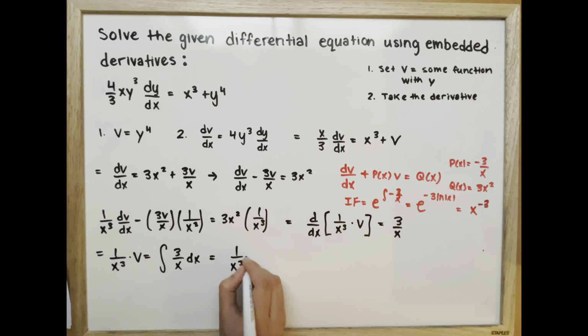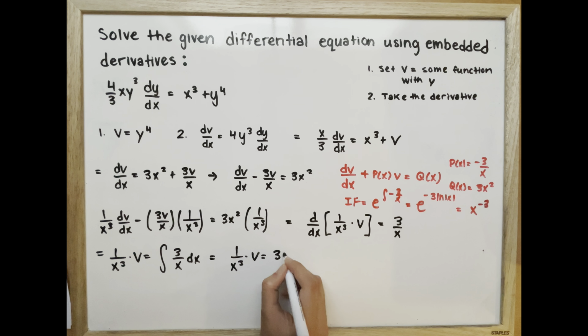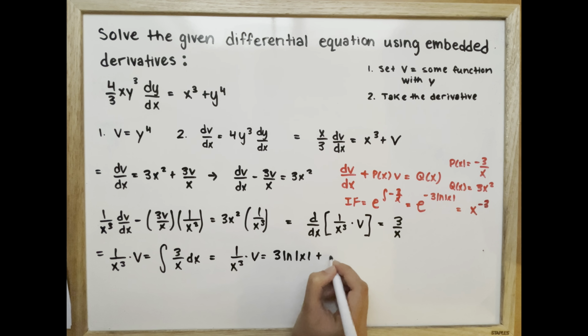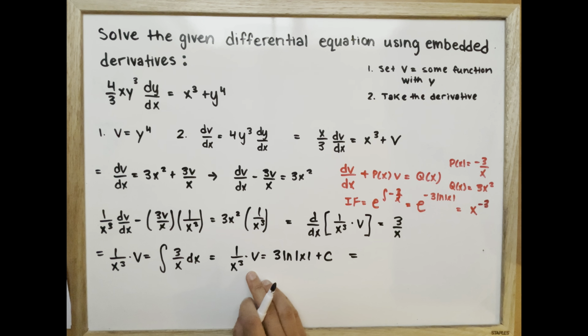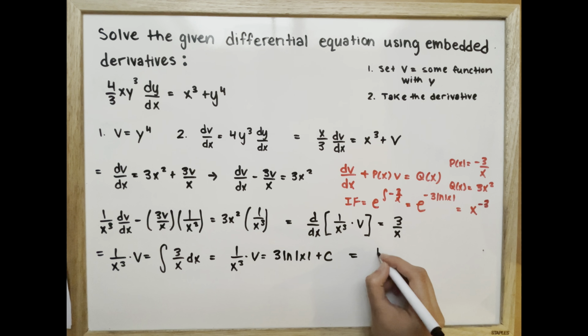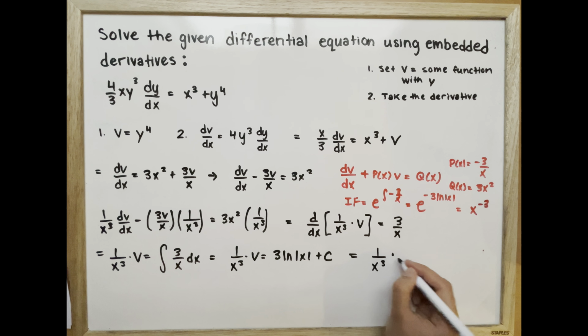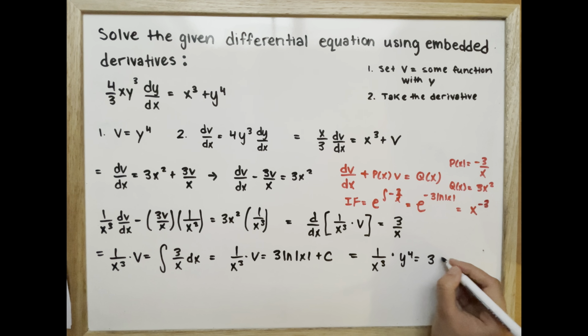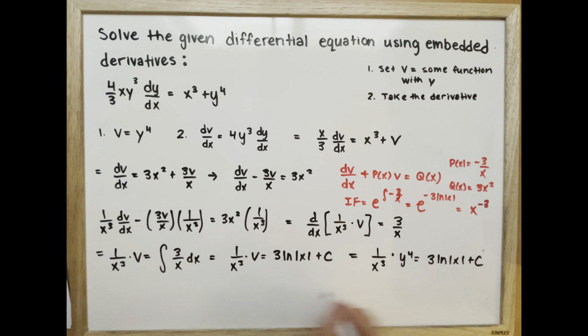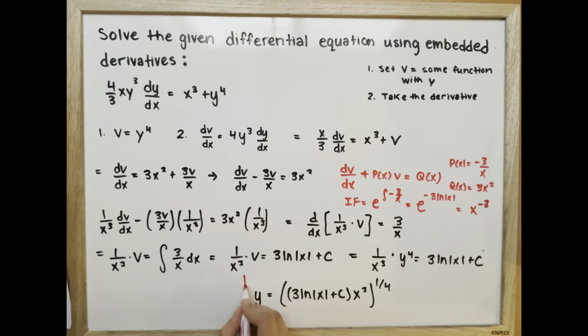And now we can solve the integral. So this is just going to be 3 ln absolute value x plus c. And for our v, we can substitute it back as y to the power of 4. So 1 over x cubed times y to the power of 4 is equal to 3 ln absolute value x plus c. So now we can write our equation in terms of y. So y is equal to (3 ln absolute value x plus c) multiplied by x to the power of 3, all to the power of 1/4. That is going to be our final answer.